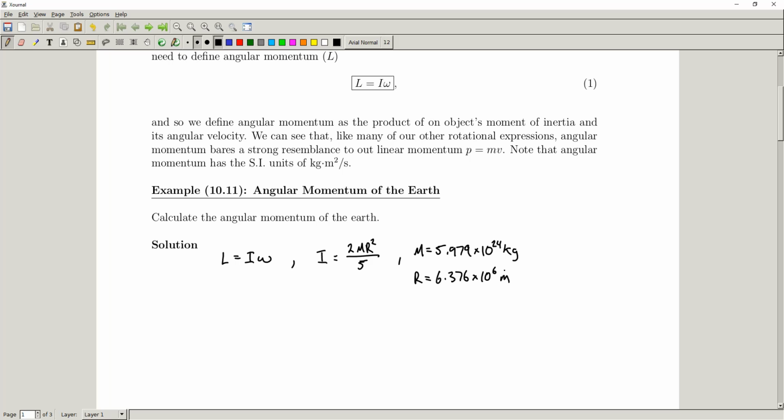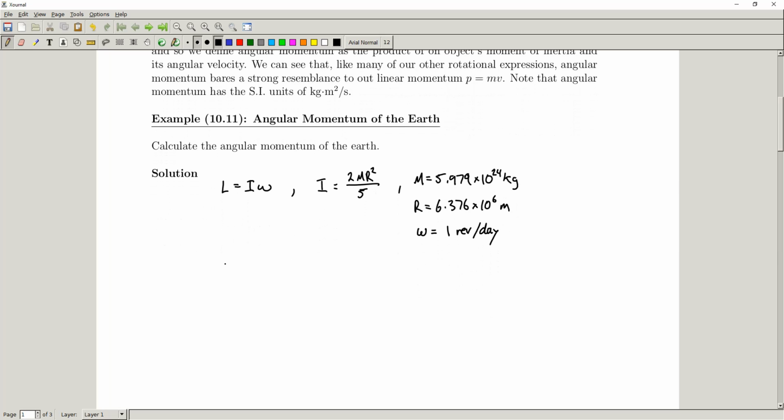And of course we know that the Earth's angular velocity is going to be 1 revolution per day. But we want to convert this 1 revolution per day into radians per second. So we'll do that as we go. Let me rewrite our equation here.